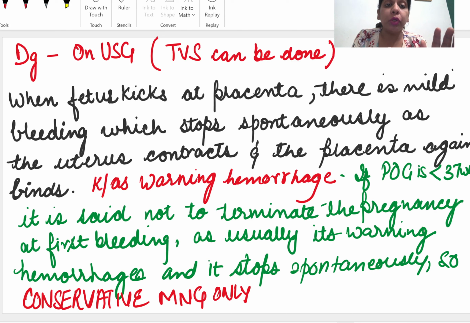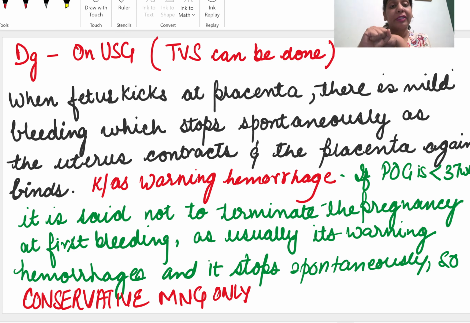Okay, now you all know that the fetus kicks in the placenta. When the fetus kicks at the placenta, there is mild bleeding, which stops spontaneously as the uterus contracts and the placenta again gets bound. Now this placenta is low lying. When the fetus kicks at the placenta, as I told you, similarly we cannot do the PV, because when we touch the placenta, the placenta will bleed.